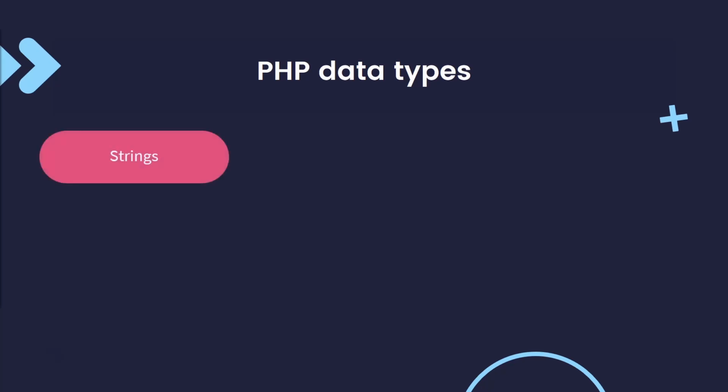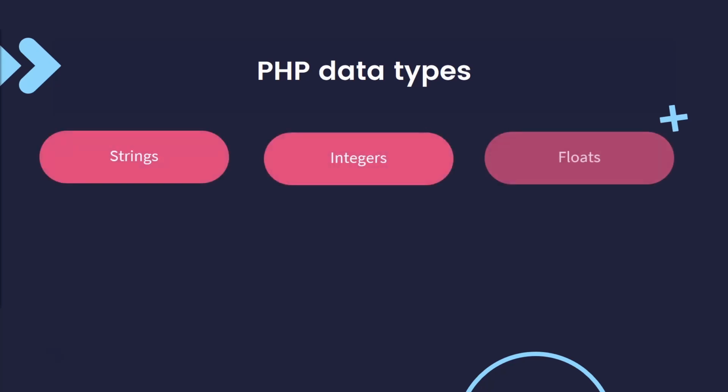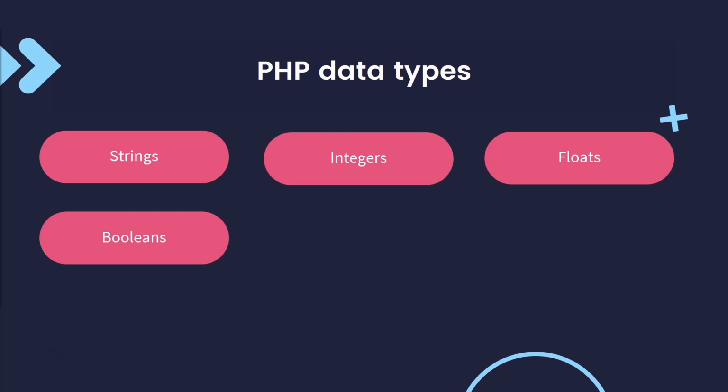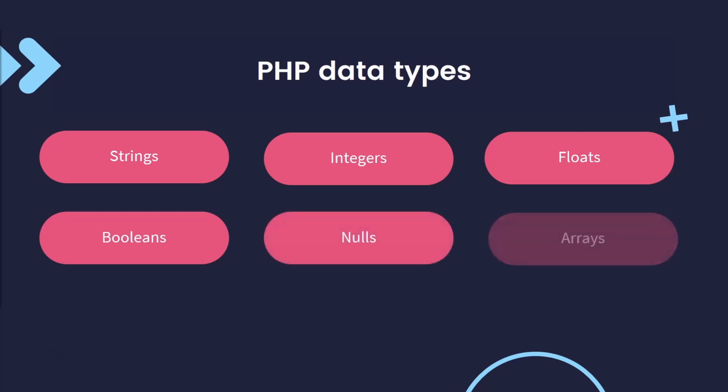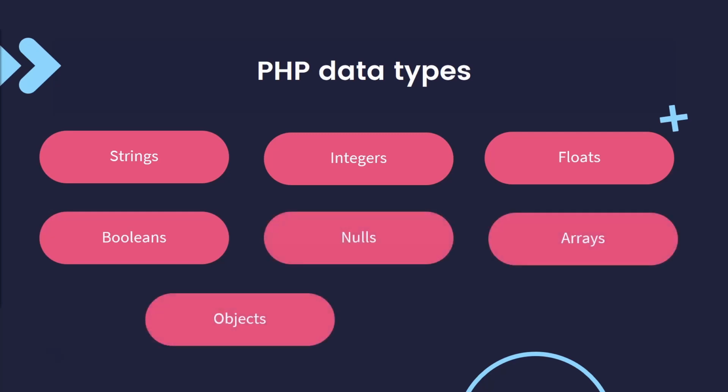First, we have strings. We also have integers, floats, booleans. We have nulls, arrays, objects, and resources. Let's cover this in greater detail.